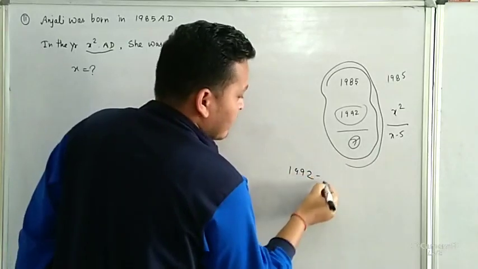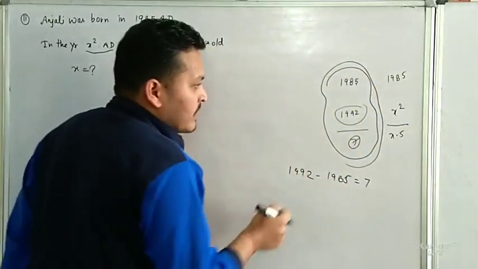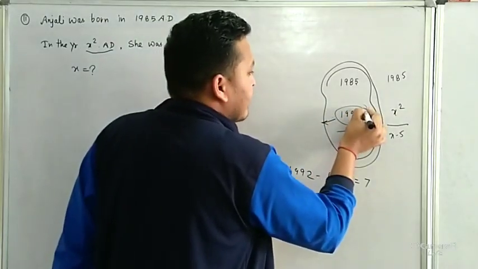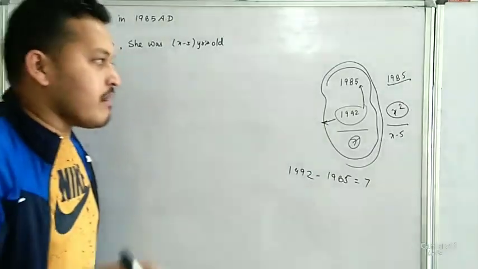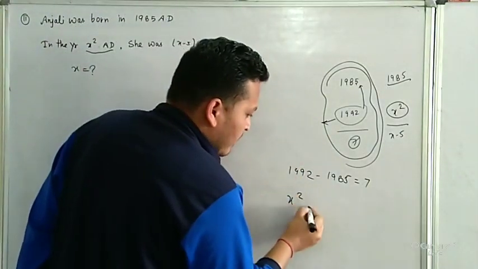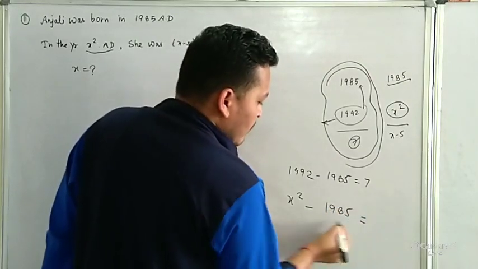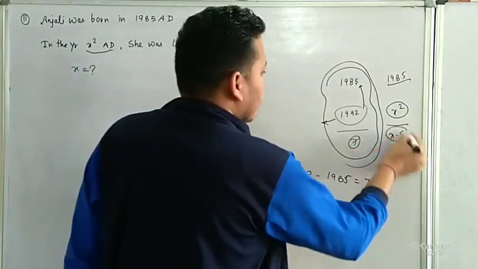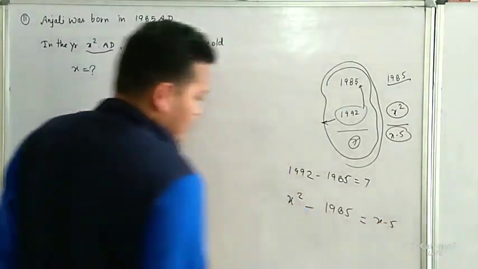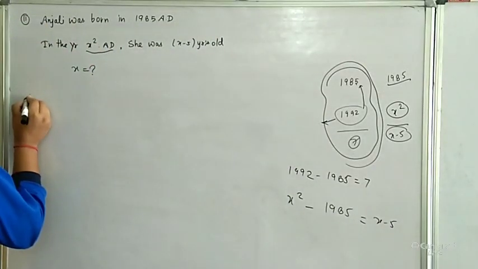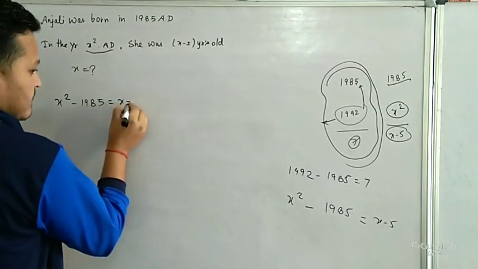So 1992 minus 1985 is equal to 7. 1992 is greater, so we have to subtract 1985 from 1992. Similarly here, x square year is coming after 1985, so x square will be greater. So the difference is x square minus 1985, and it is equal to the final age. जब x square year चल रहा है तो उसकी एज कितनी, x minus 5. So it is x minus 5. Therefore we can find the relation: x square minus 1985 is equal to x minus 5.